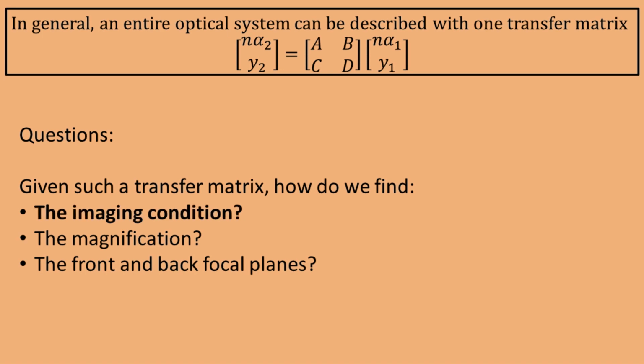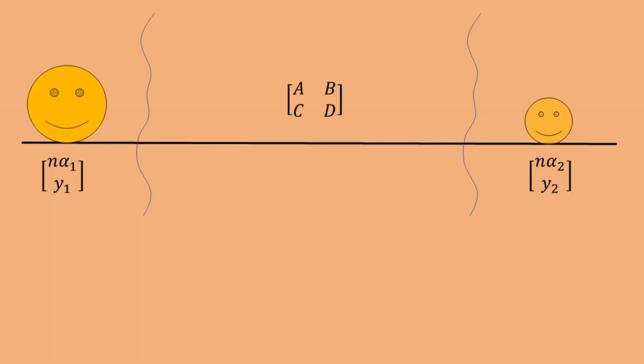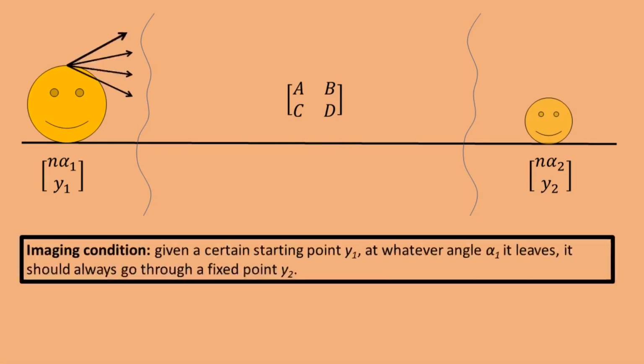Let's start with finding the imaging condition. Recall what it means to be imaging something. It means that all the rays leaving from one point y1 at whatever angle alpha1 should end up in the point y2.